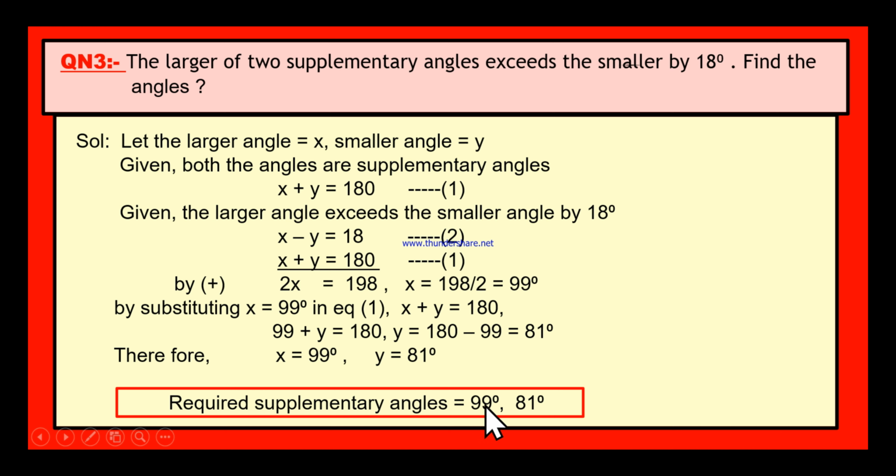You can check whether their sum is 180 or not. If you add 99 and 81, you will get 180 degrees. And again you can check the second condition also, that is the difference is 18. You see, if you subtract 81 from 99, you will get 18 only. Good.